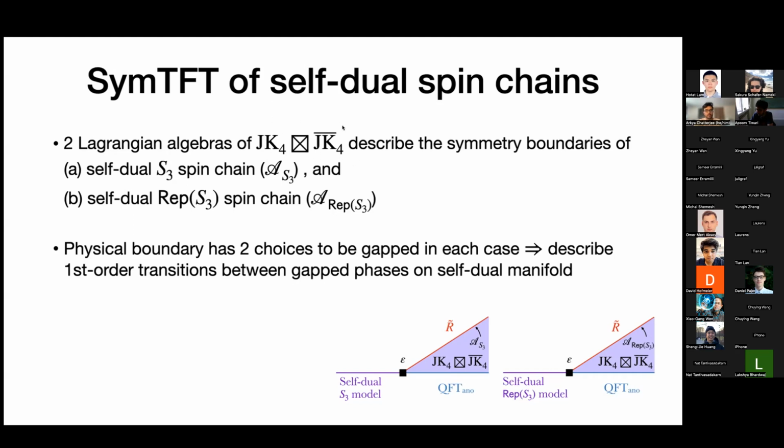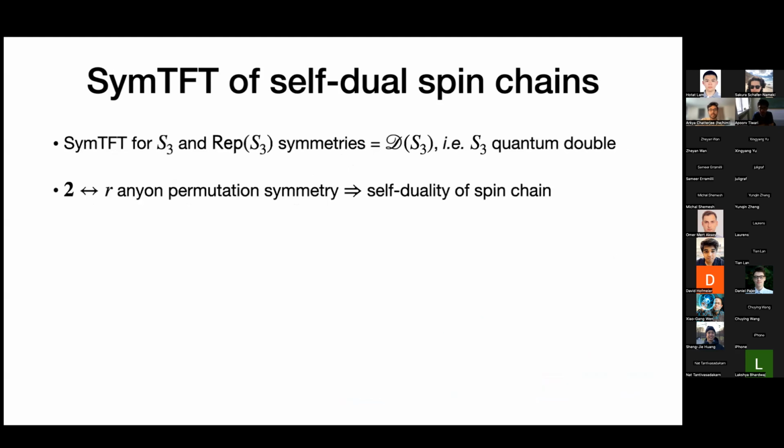Sorry. Let me see. So the gapped phases, they break the self-duality symmetry. All of them break the self-duality. So on those parts of the phase diagram, you actually only have S3. So to discuss those parts of the phase diagram, you'd only use this part, this SymTFT.